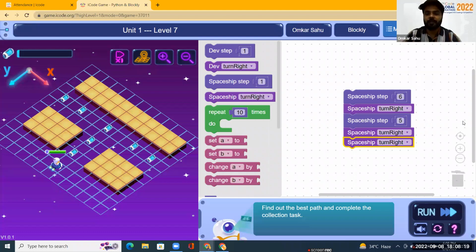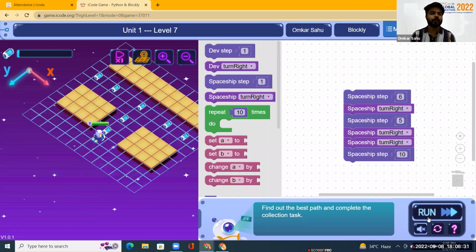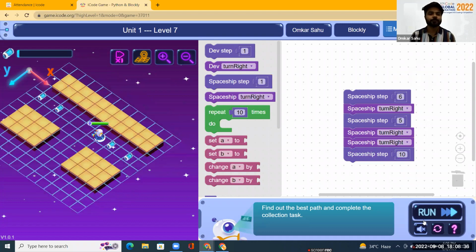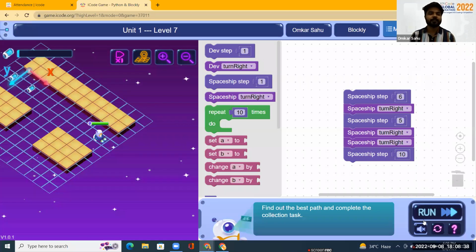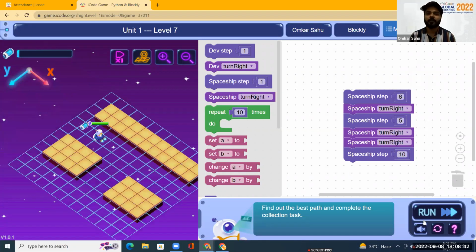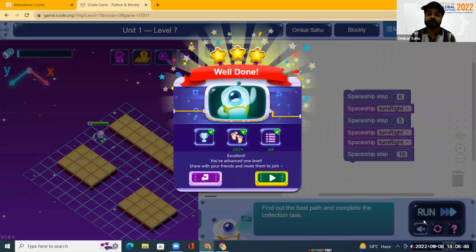Great. Now we will try and execute this one. Let's drag this block and write 10 steps. Check out run, 1, 2, 3, have a look at it. Look, it's moving. Again it's the right, and then it should be taking 10 steps in the forward direction. I hope it is clear to everyone, and we got 3 stars.